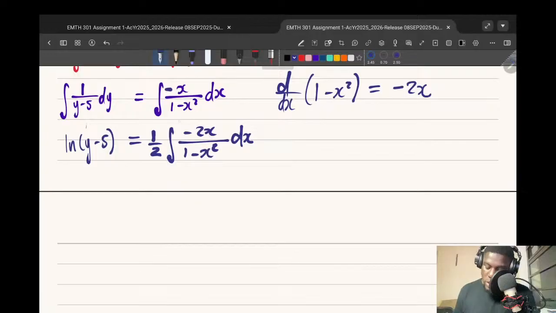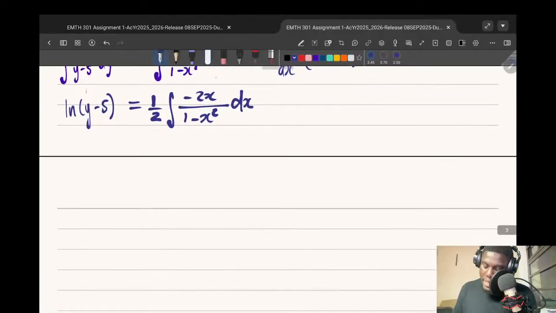Here, because this was an x squared and there was an x at the numerator, you have to make sure that the numerator is exactly the derivative of the bottom. So that's what we did. We made it a 2x, and we should then divide by 2 outside to reverse that thing which you have done. So you now have it as ln of y minus 5 is equal to half integral of, now because the top is exactly the derivative of the bottom, we don't have to do the integration, it's just ln of 1 minus x squared.